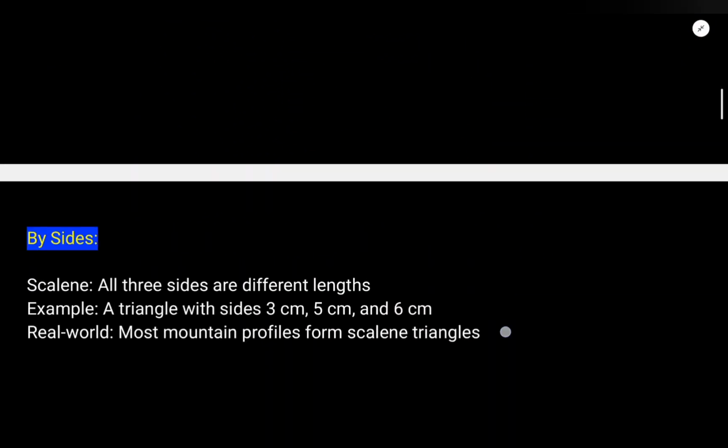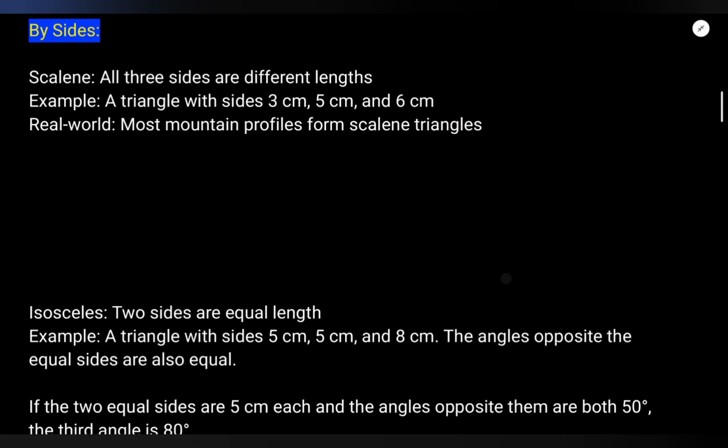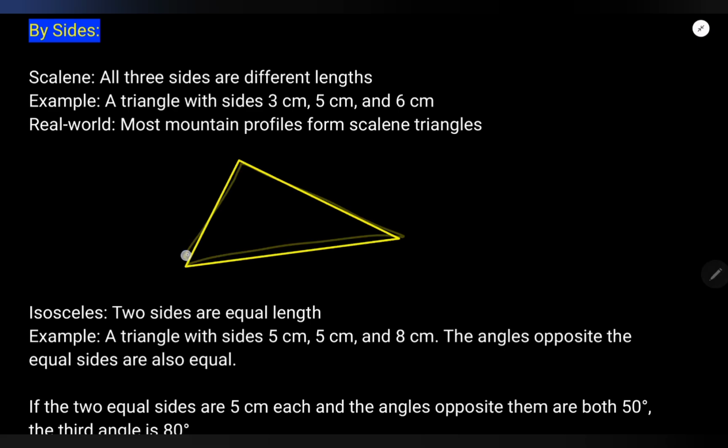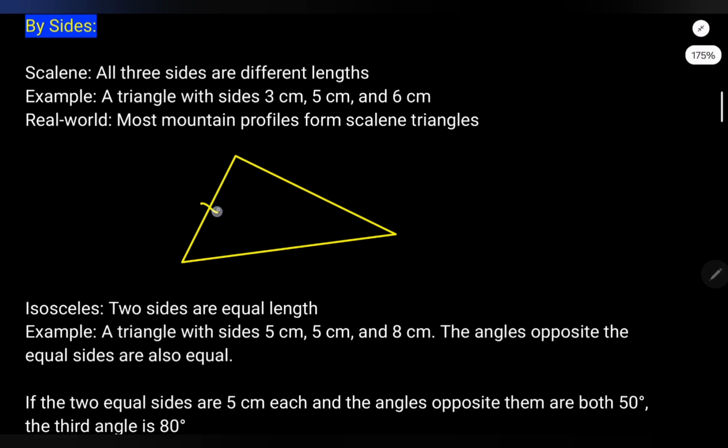Okay, then we know the types of triangles according to sides. If we see according to sides, we have three options. What are those three options? Either all the sides are of different lengths. Suppose I say this is 3, this is 5, this is 6 centimeters. Then all the sides are of different lengths. This is known as a scalene triangle.